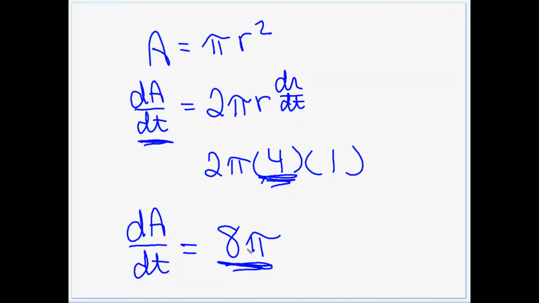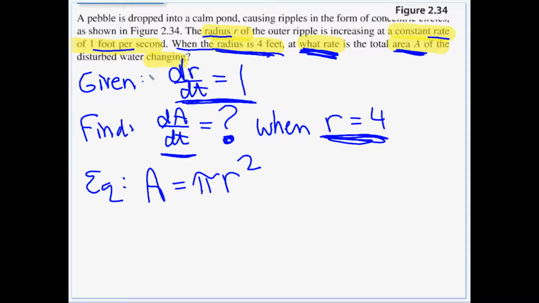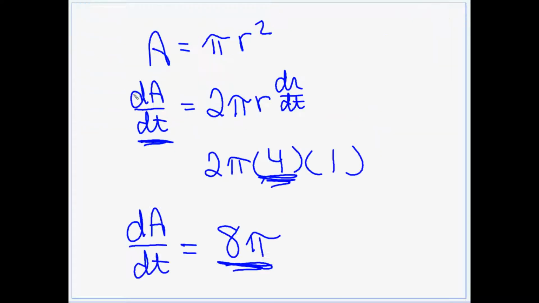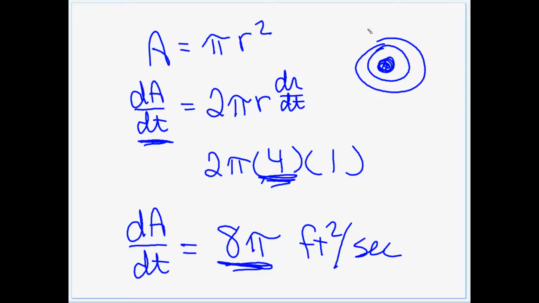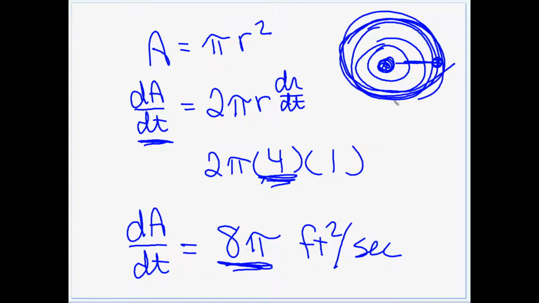Oh, and we've got to come up with some units in there, right? Rate of change of the area. So this is going to be feet squared per second. We're talking about seconds here. So that's going to be feet squared per second. So the pebble goes plop in the middle and the rings start going out 1 foot per second. At exactly the 4th second, we're out here at 4 feet. How fast is the total area of the disturbed water changing? 8 pi feet squared per second.